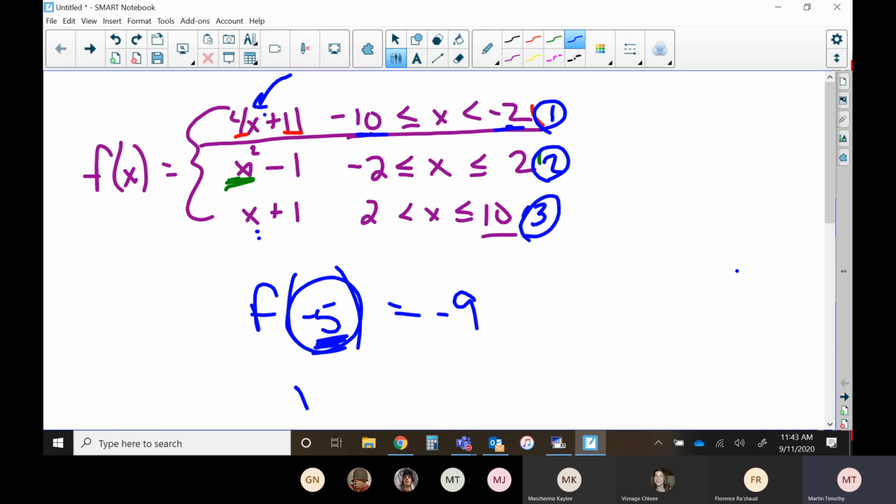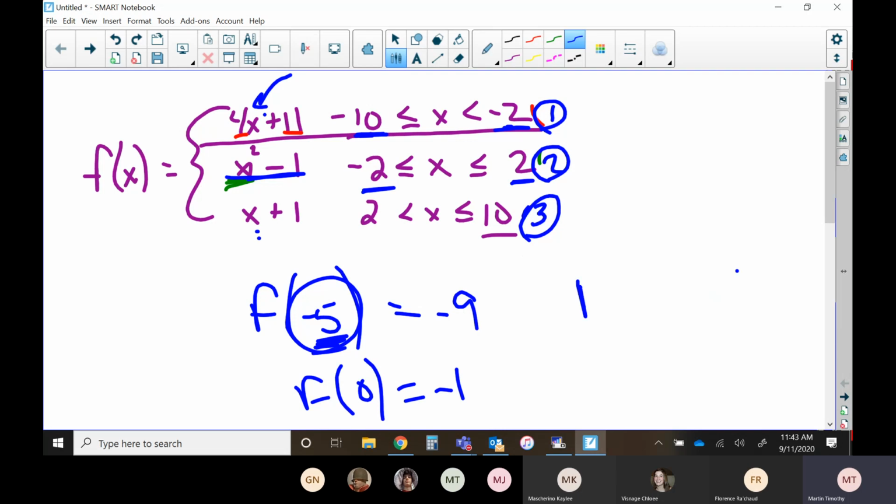If I said f at 0, would you plug it into the first equation? No, why not? 0 doesn't fall between -10 and -2. Where does 0 fall between? This one and this one. So you would plug it into the second equation, and 0 squared is 0. 0 minus 1 would be a -1.